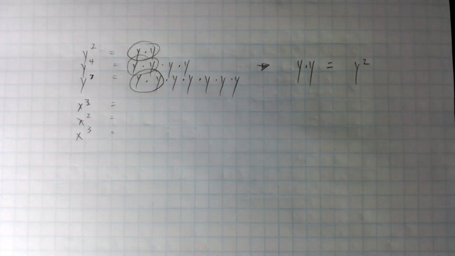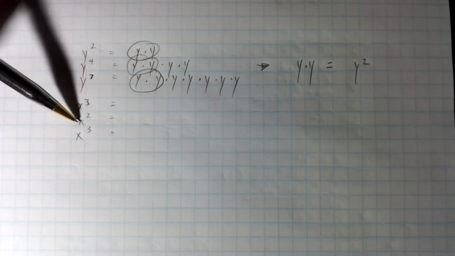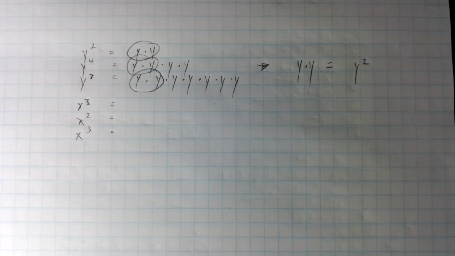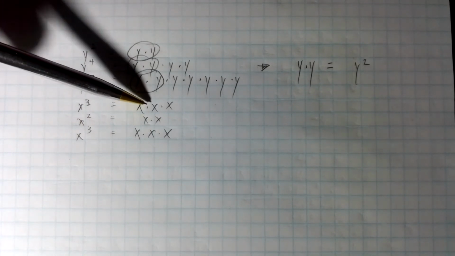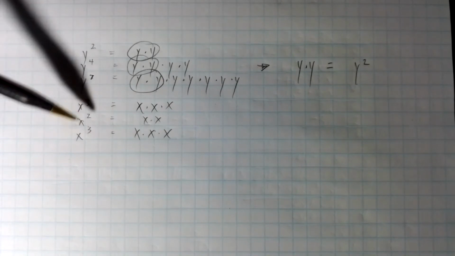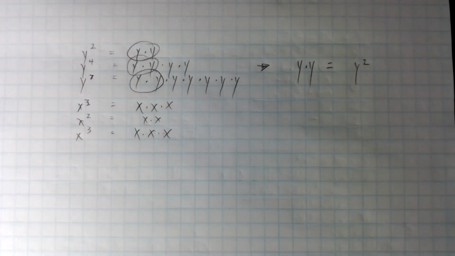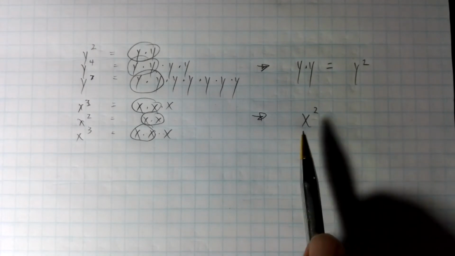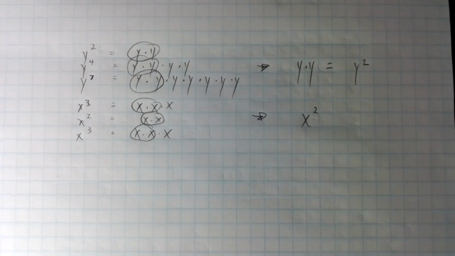All right, for our next problem, I have x cubed, x squared, and x cubed. Visually, this is what we get. X times x times x here, x times x here, and x times x times x here. They each have 2 x's in common. So my greatest common factor here is x squared.